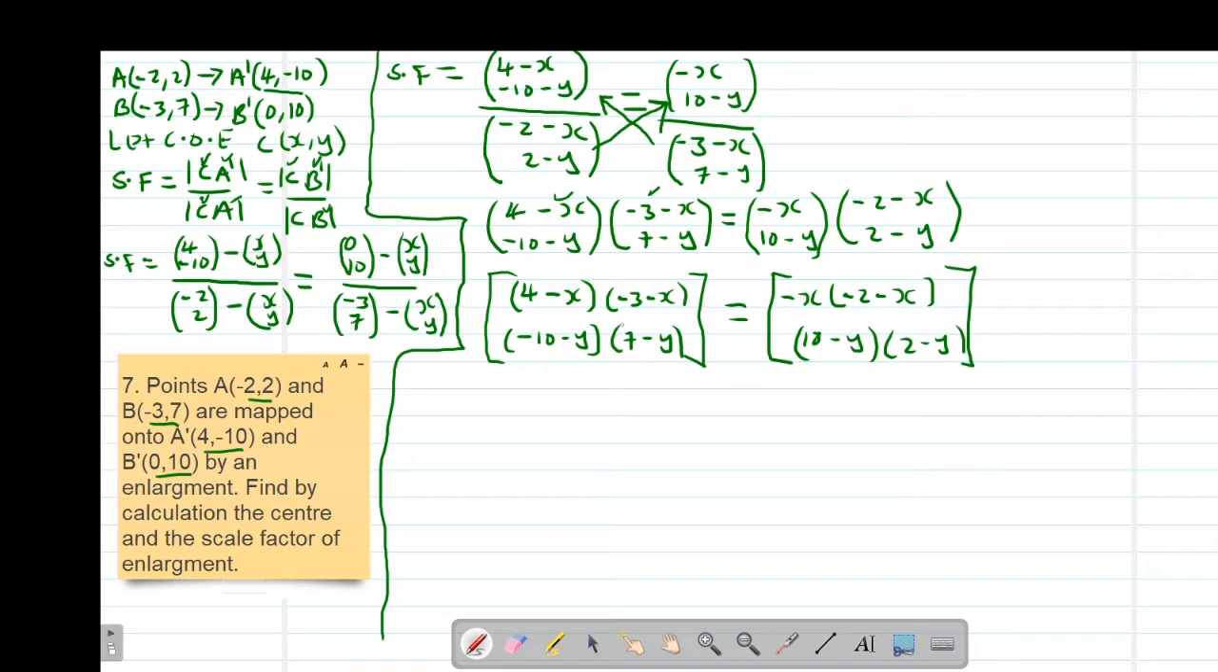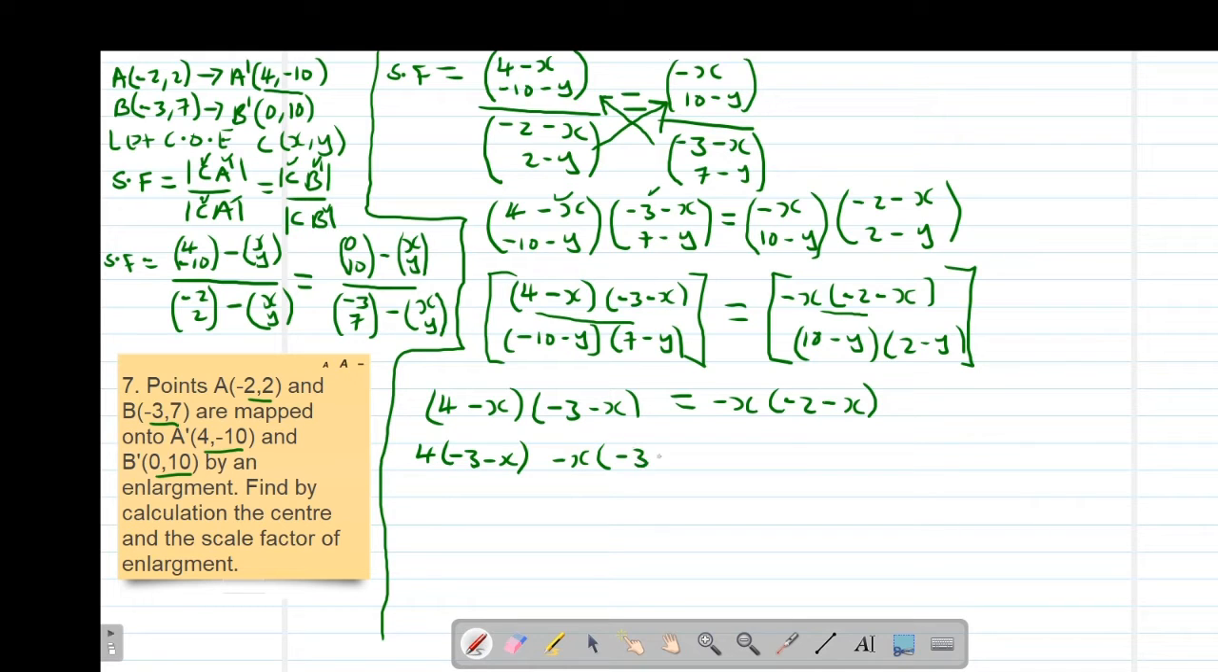Then of course once you have that, you are going to equate this part to this other part here to form an equation. So this one simply means that 4 minus x multiplied by negative 3 minus x should be equal to negative x into negative 2 minus x. Remember, these ones are just like matrices, so you equate the elements in the same position. So if I factor this one out, I'm going to have 4 into negative 3 minus x, then minus x into negative 3 minus x.